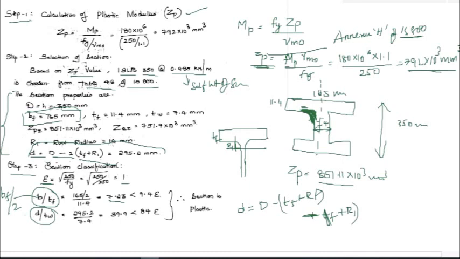So based on these two conditions, since they are satisfied for the plastic case, it is a plastic section. If you want to know further about this section classification, go to the previous videos and check it out. How do we classify these sections based on the code book?